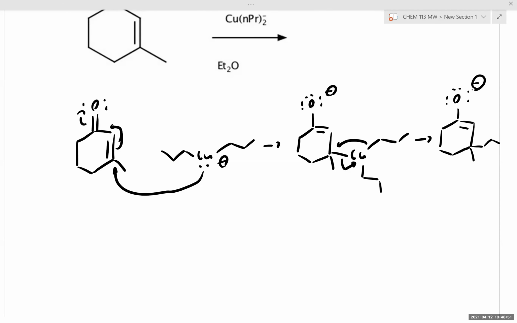So the key thing that I'd like you to note is that Grignard reagents prefer to add 1,2. Soft nucleophiles, such as organocuprate reagents, prefer to add 1,4. Any questions on this example and the mechanism for conjugate addition of organocuprate reagents?